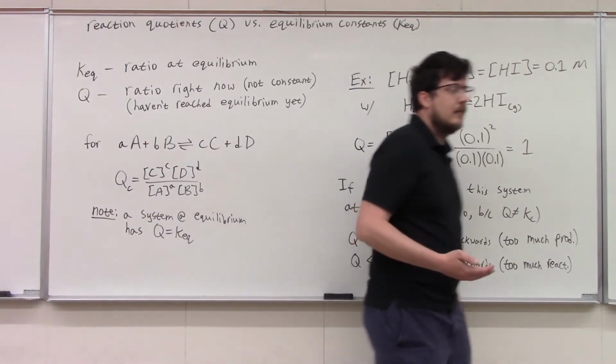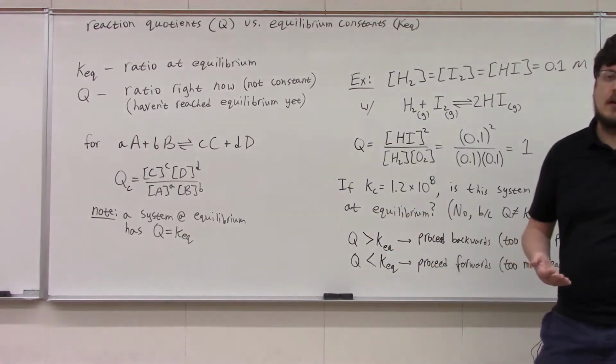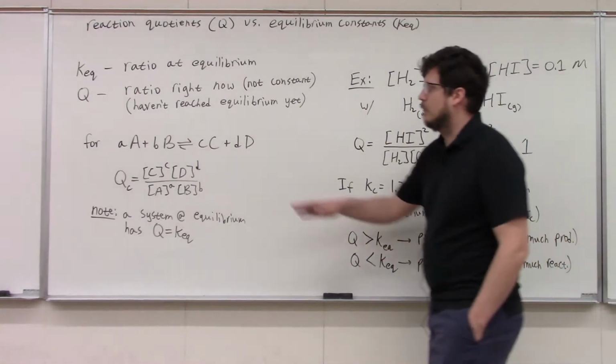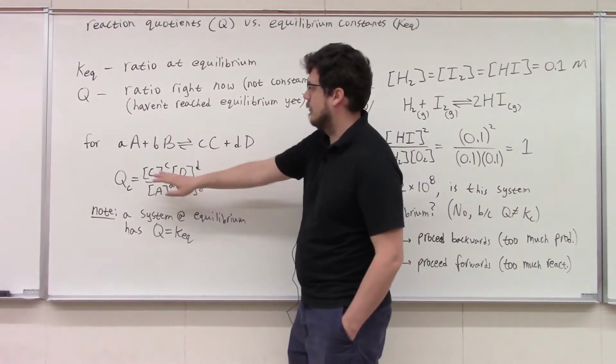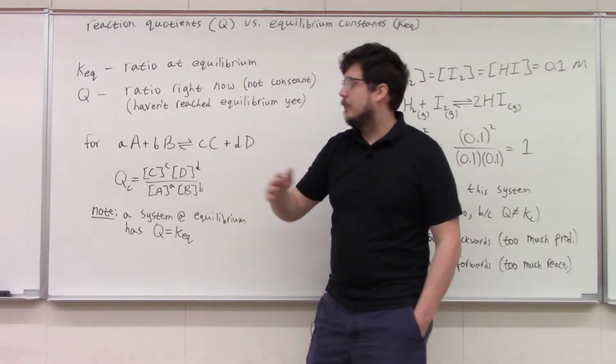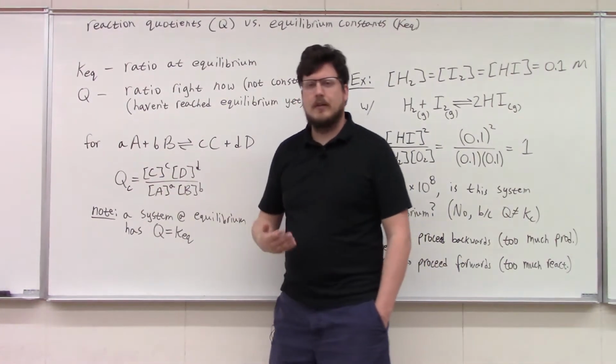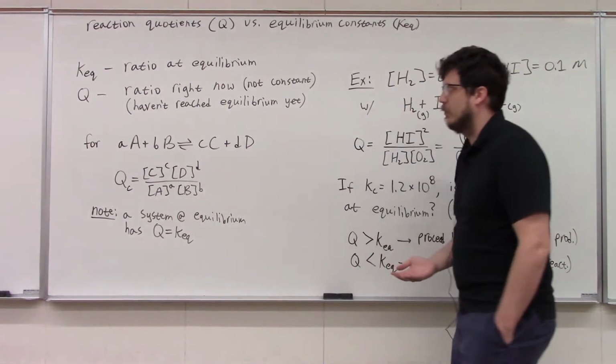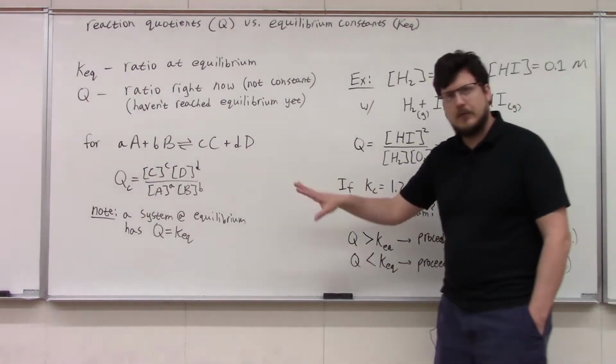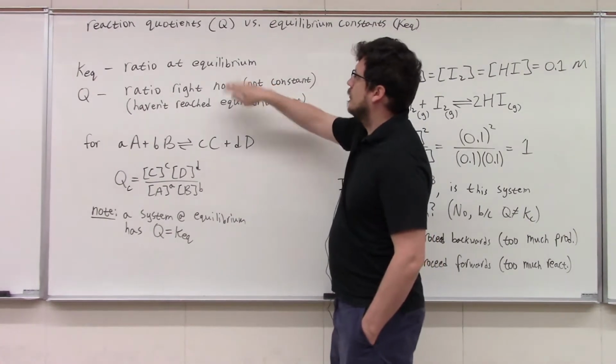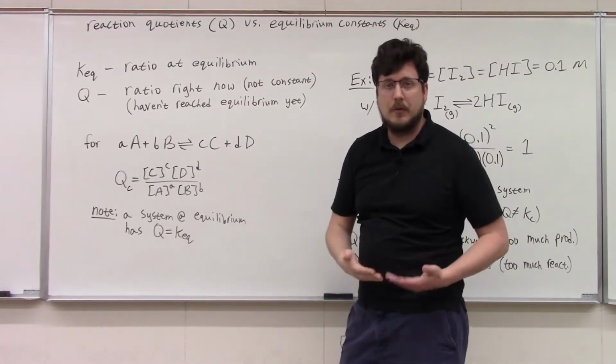The way we calculate Q is the exact same as how we calculate the equilibrium constant. We take products over reactants to the power of their stoichiometric coefficients, but we have a Q here instead of a K. What does that mean? Well, we have to back up, but that's where the confusion comes from. So K_eq is our ratio when we are at equilibrium.